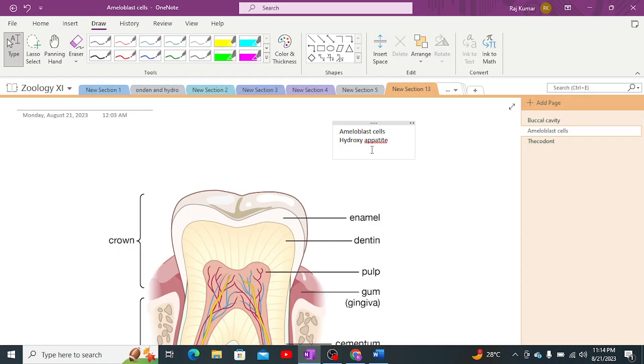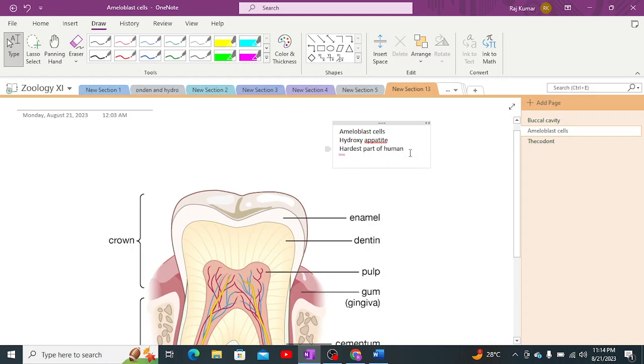And what actually makes enamel? Enamel is basically non-living. It is the non-living deposition of hydroxyapatite, and that is the hardest substance. That is the hardest part of our body. Which is the hardest part of the human body? Then we would be answering it as enamel, because enamel is the hardest part of the human body.